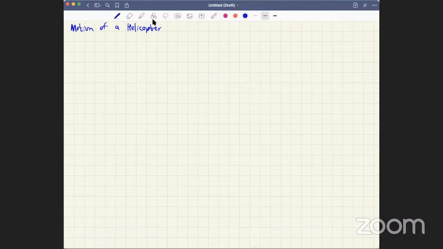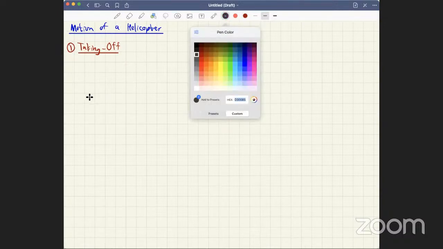Right. Under that, we are going to learn three categories. First category is taking off. Taking off means it will be at rest and a helicopter will start moving upwards. So first, I think we have to understand how it happens in the form of a figure.